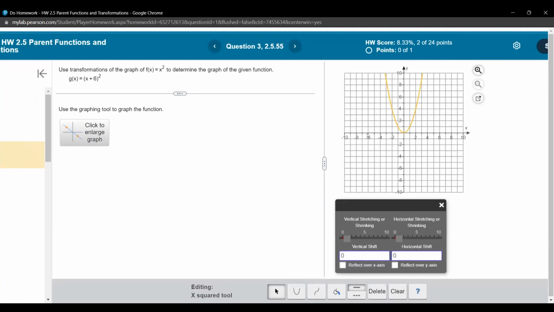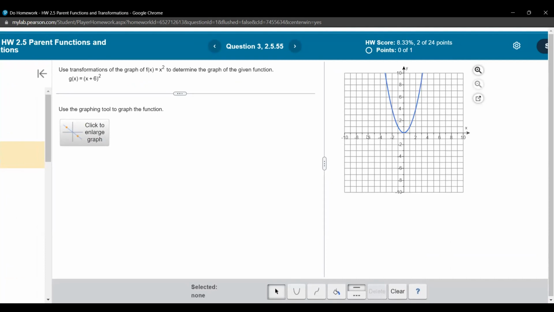Because if you did FOIL that out, you would get x squared plus 12x plus 36. And again, if it's solved for y equals that, the only power, the second power, is always going to be a parabola, if it's just x squared. So now you've got to move it to the left.